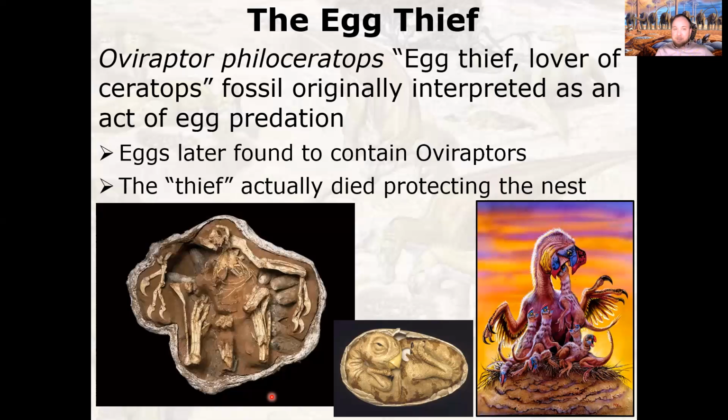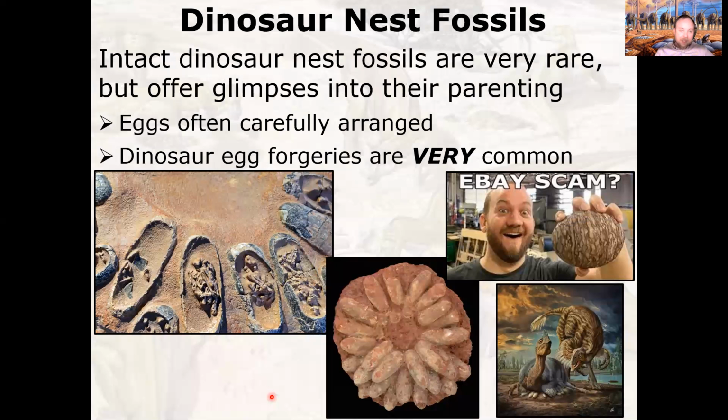So let's take a look at some fossil nests. These are actual specimens of actual fossilized dinosaur nests. Intact, entire nests are pretty rare, but they're very valuable for giving us insight into the parenting style of dinosaurs. Just from looking at the arrangements of the nests, how many eggs there are, how they're oriented, can tell us a lot about how the dinosaurs were parenting.